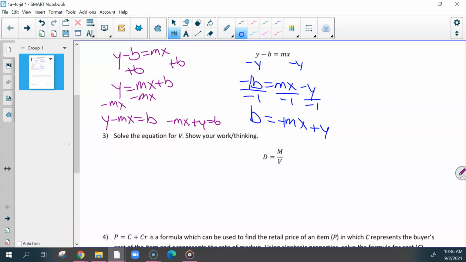Yes, I used the symmetric rule to switch it. Actually, with the symmetric rule, the b would have been on this side.